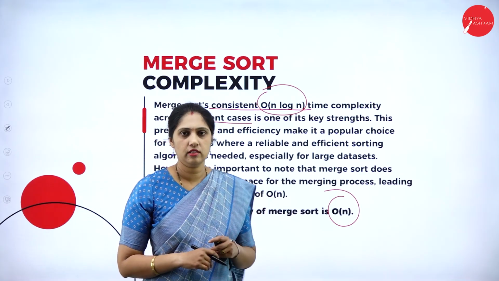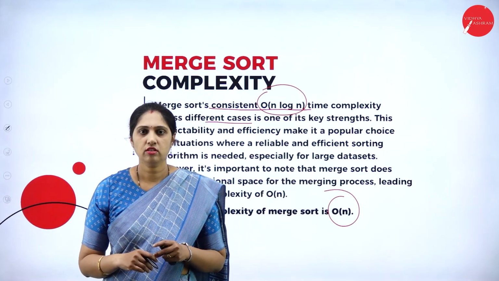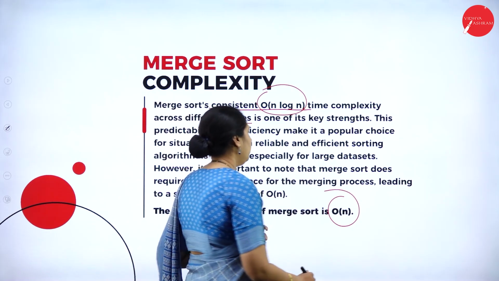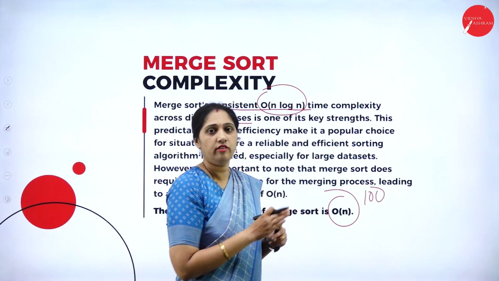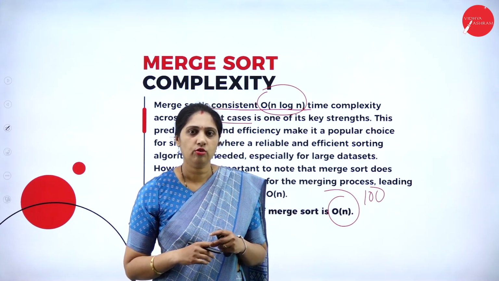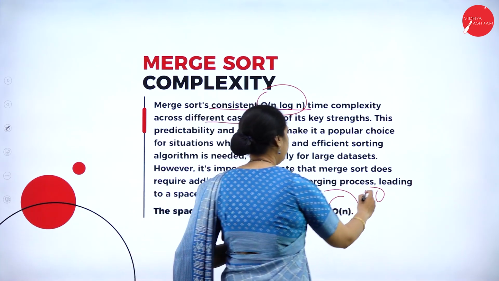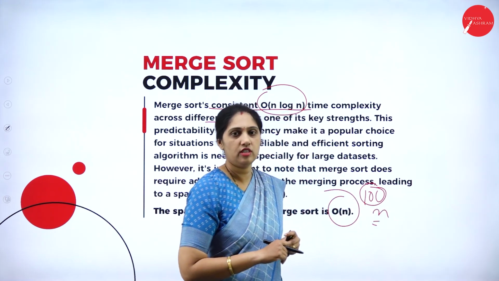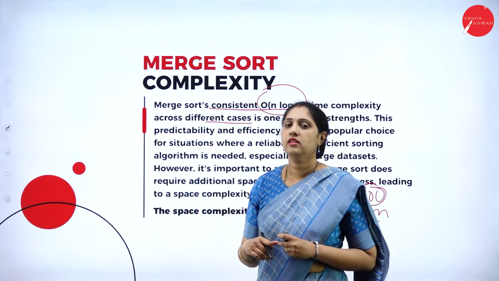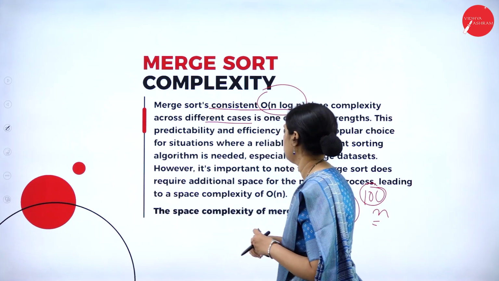See, what is the space? How much space do I need for merge sort? Say my array is of 100 numbers. So the 100 numbers are divided, right? So how much should I store? I should store these 100 numbers, that is n. N is nothing but the input size. That is the space complexity of merge sort.